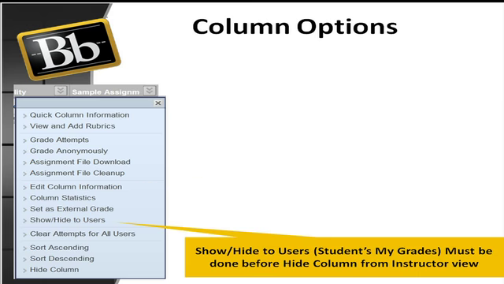Another one that you might need to use is show and hide to users. This will show and hide my grades to students. It'll show up still in your Grade Center, but it won't show up to students. One thing I'd like to note is this must be done before you hide the column from your instructor view. Down at the bottom, you'll see hide column. You don't want to hide the column before you actually hide it to users, because it will still show up for users, but it won't show up in your Grade Center view.